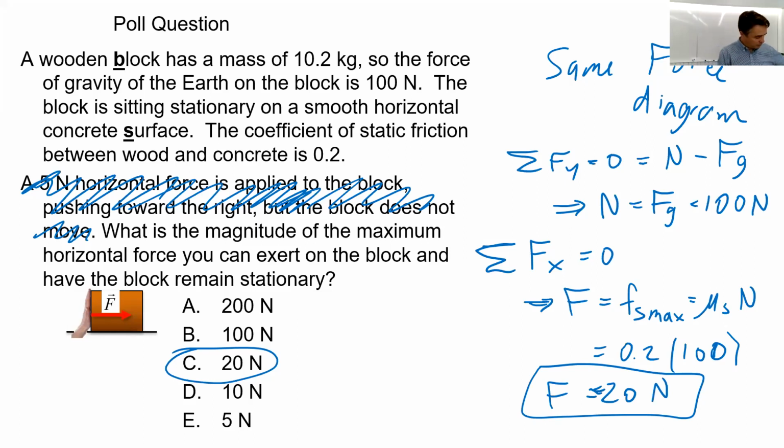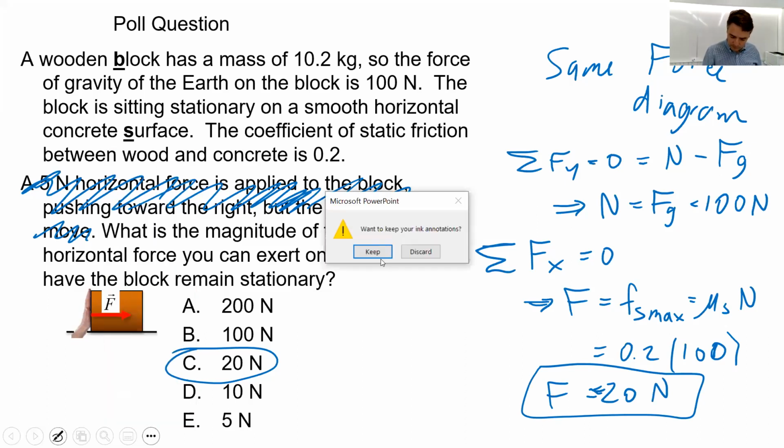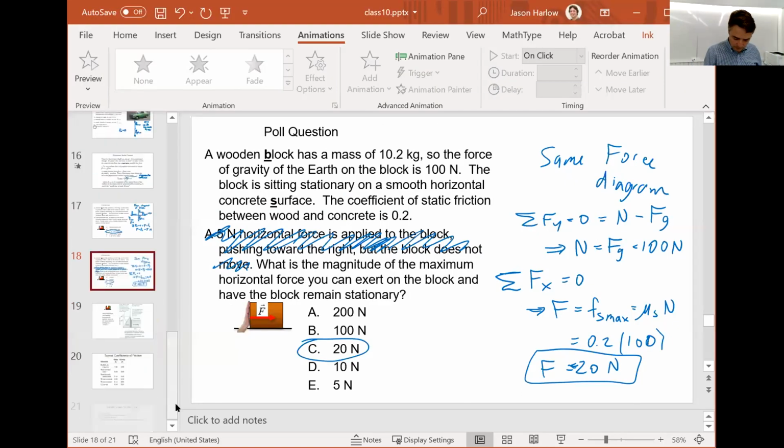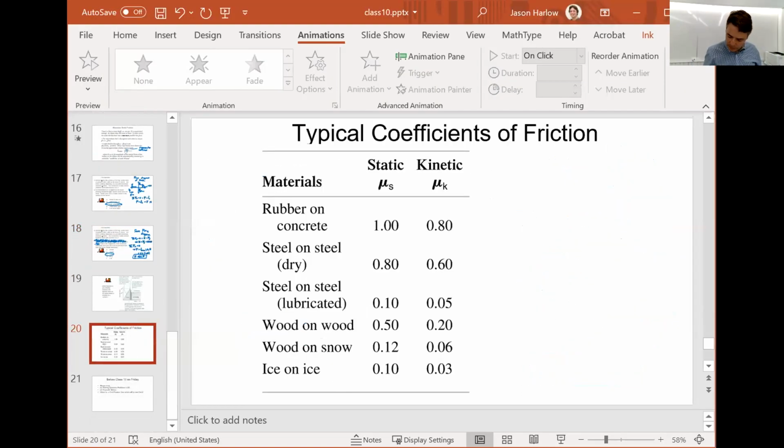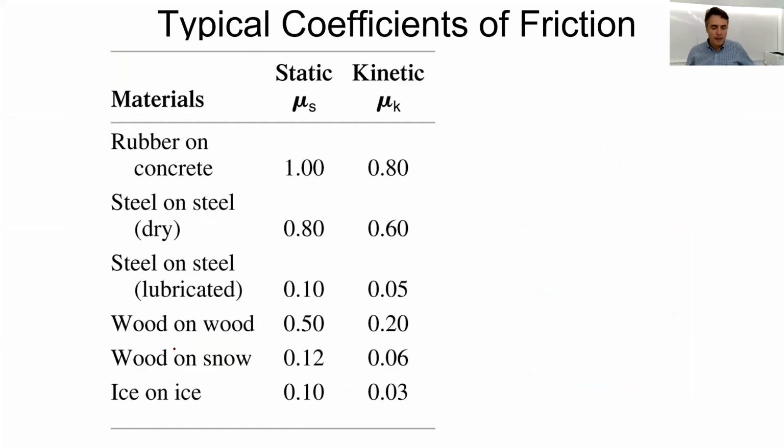I was going to go through a few more things. I think I will quickly note that there are these tables. I'm running out of time a little bit, so I'm just going to do a little demo. There are tables you can look up of typical coefficients of friction. For example, rubber on concrete, the coefficient of static friction is 1, sort of at its maximum. The coefficient of kinetic friction is 0.8, it's less.